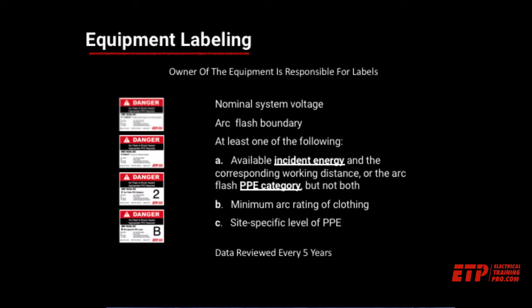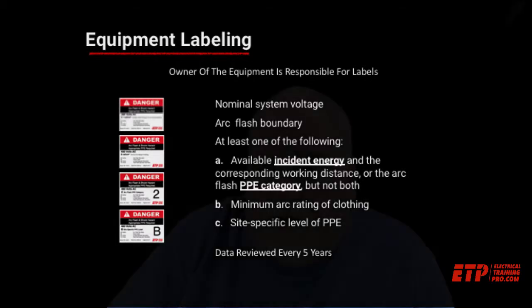Now, B, another thing that you can have on a label is minimum arc rating of clothing. Let's say that your company has done an arc flash study and has found most of your equipment is anywhere between 2 calories and 9 calories. So maybe you come up with a label that just says minimum arc rating on all this equipment is 10 or 11 or something like that. And then you mark all of it accordingly. It makes it a little bit simpler.